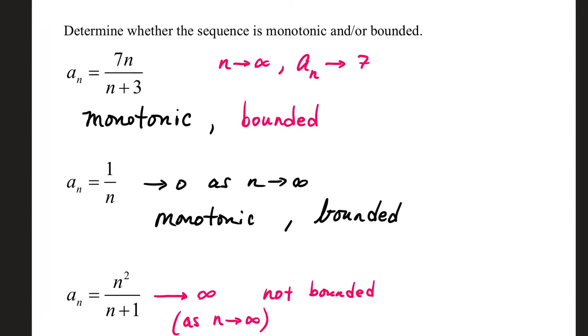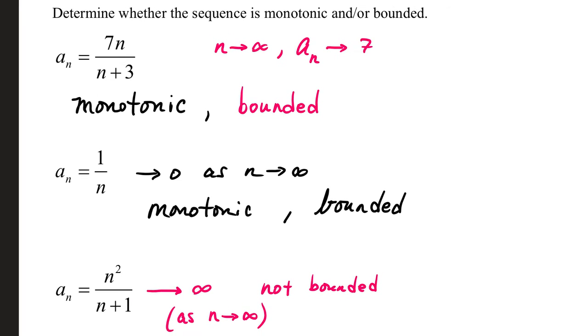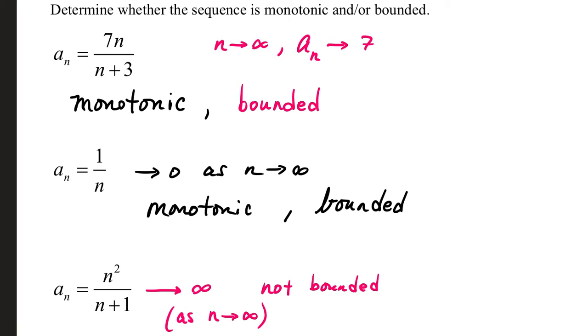Determine whether the sequence is monotonic and or bounded. In our first example, and I think we've investigated that sequence, the nth term, before. Let's let n get really large. If you take the limit as n goes to infinity, plus 3 doesn't really matter. 7n over n, that reduces to 7 over 1 when n gets really large. You have matching powers of n. So as n goes to infinity, we have a limiting value of 7. We have a convergent sequence.